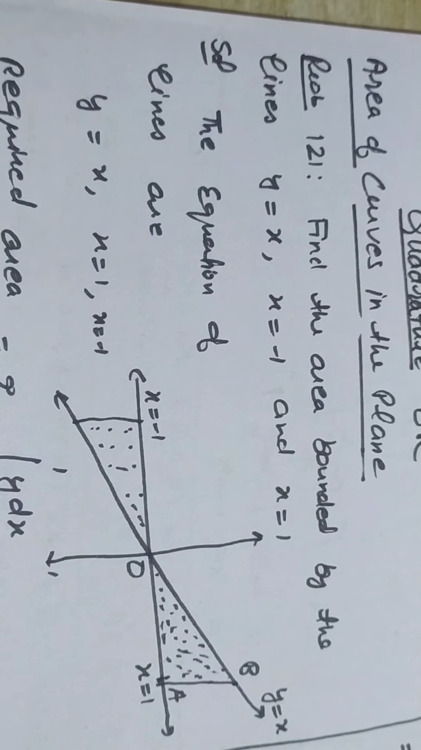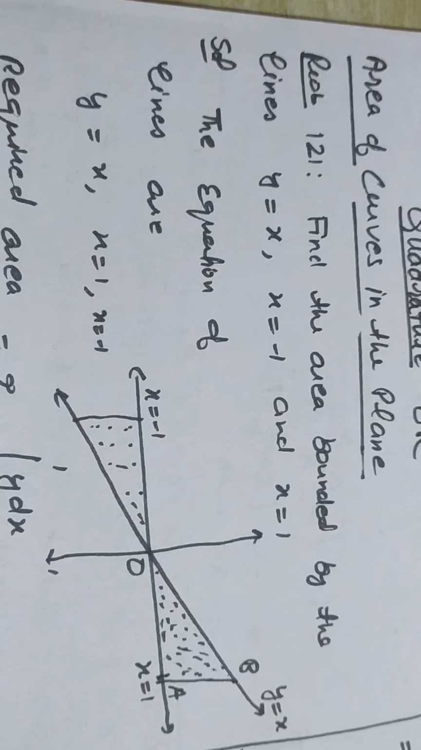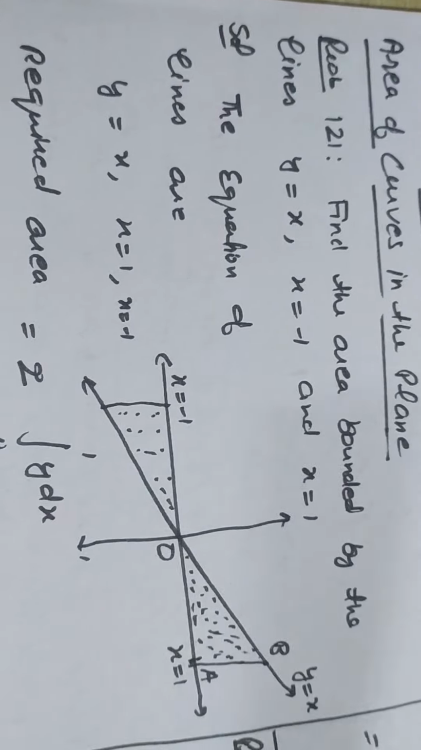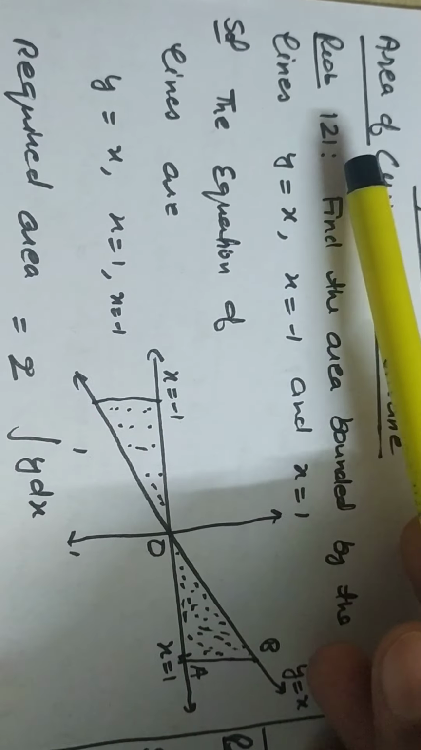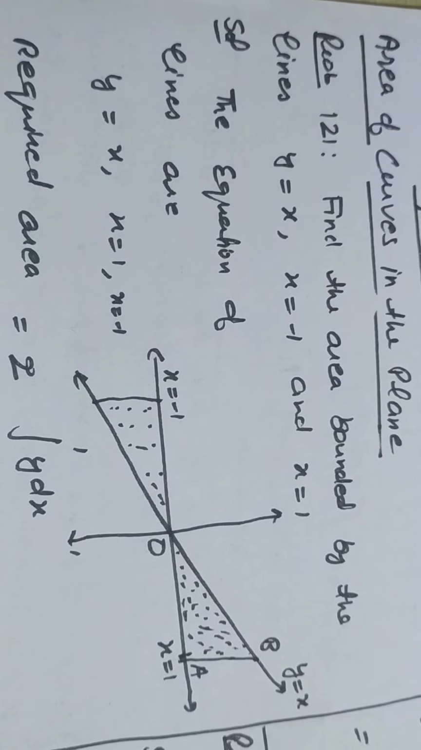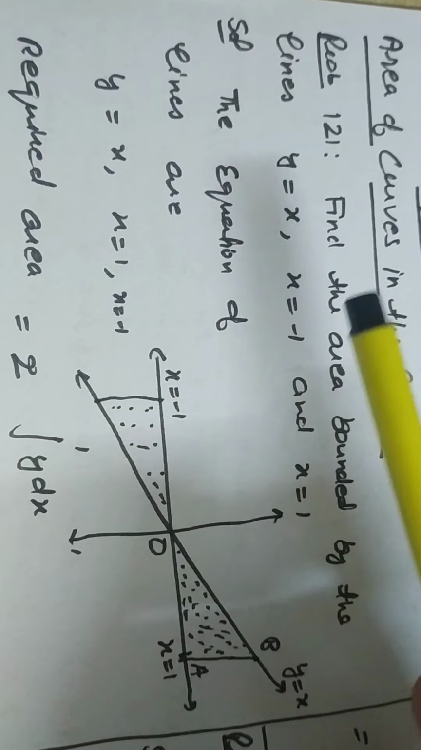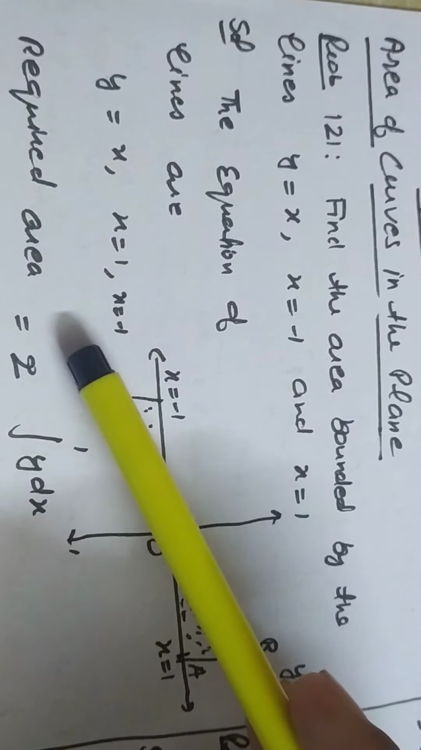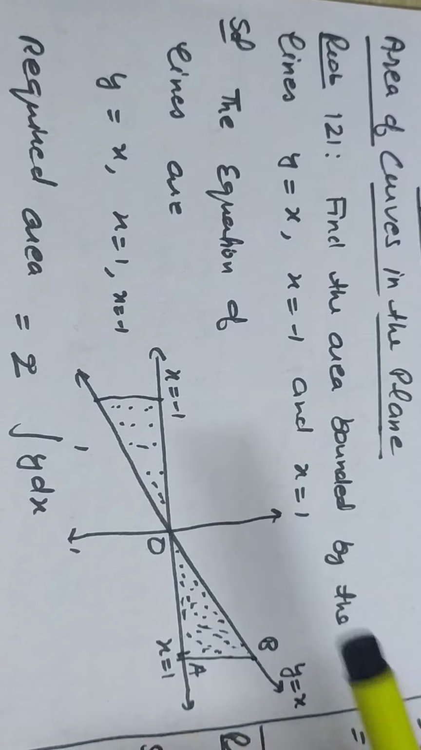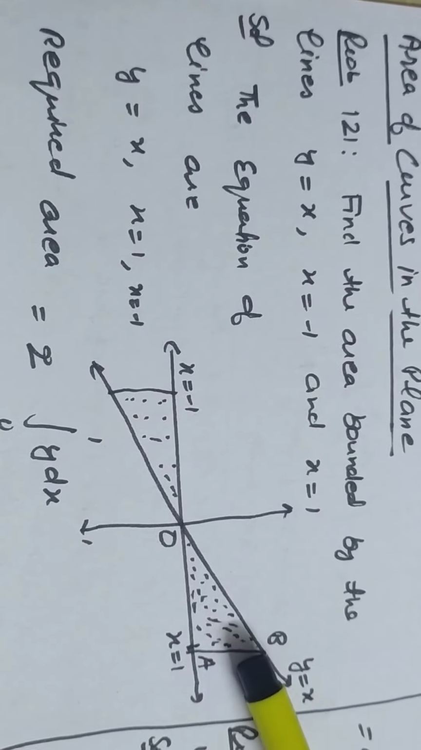Again, I will give you some curve or line, and then I will ask you to find the area under that curve. So for simplicity, I have taken the first example problem, problem number 121. In this case, you have to find the area bounded by the lines y equal to x and x equal to -1 and x equal to 1. So y equal to x is the graph of a line like this one, and the value of x is varying from -1 to 1.